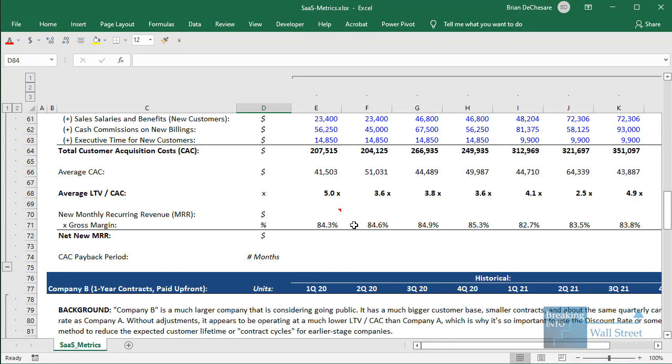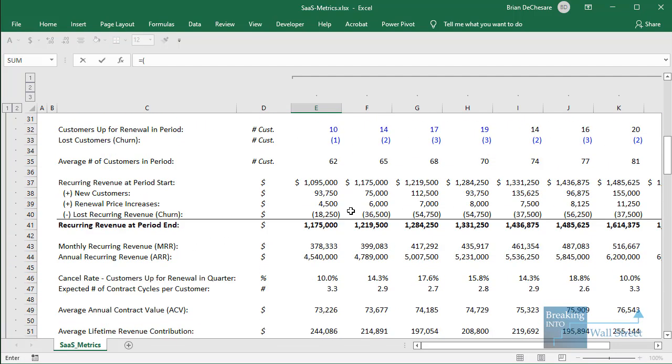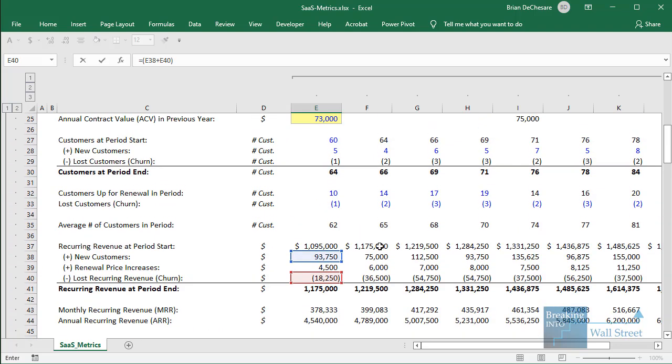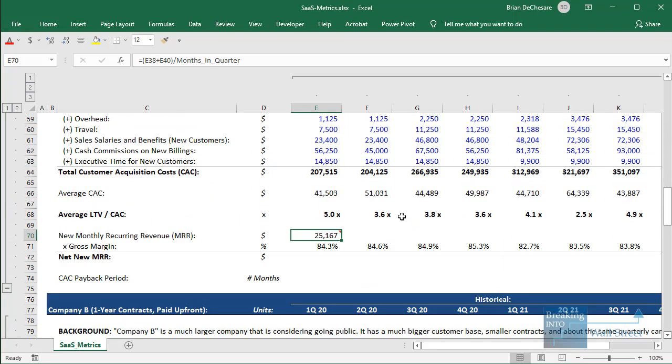So I'll go up to company A here, and for the new monthly recurring revenue, let's go up and take our new customer revenue right here, and then the lost recurring revenue down here. So we're adding both these together. Now, this is the quarterly figure for both of these. So to convert this into months, or get this on a monthly basis, we need to take the new customer additions, subtract the lost recurring revenue, and then divide by the number of months in a quarter, 3 right here. So we have that. And then we can multiply this by the gross margin percentage because, again, we have a certain amount of costs required to support these new customers.